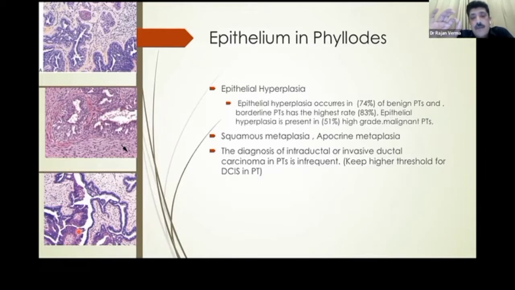But it has to be very, very carefully reported. If you find a focus of intraductal carcinoma, DCIS, keep a higher threshold to give out a diagnosis of DCIS in phyllodes tumor, as per various journal articles. In the higher grades, you don't generally find DCIS. You should more support a diagnosis of metaplastic breast carcinoma if you find foci of DCIS, as per journal articles.